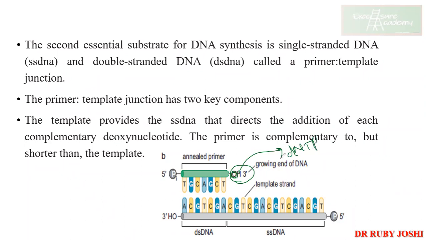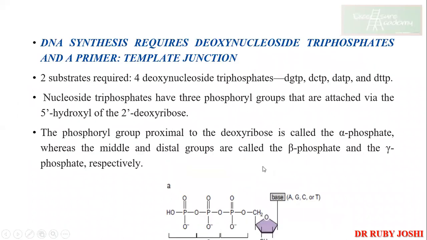dNTP. And where it is going to attack? It is going to attack at the alpha. Now where is the alpha? This one is your alpha, this one is your beta, this is your gamma. This phosphate is your gamma, right? So where it is going to attack?